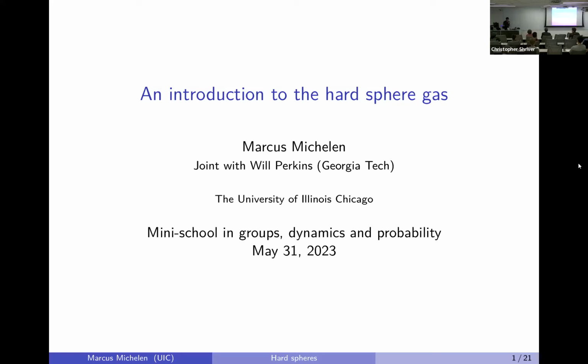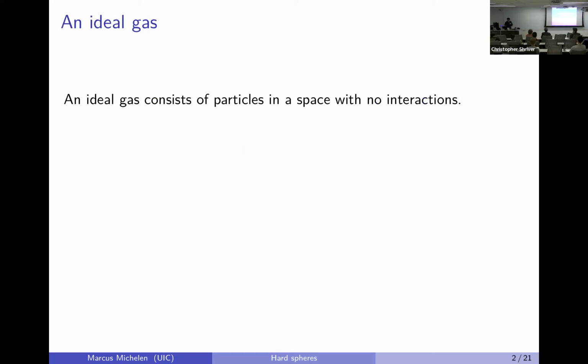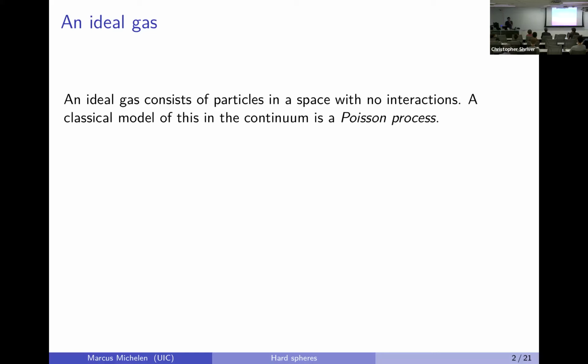Okay. So I want to start not with the main object that I'm going to be talking about. I want to start with a slightly different perspective on something we've seen before, hopefully. So I want to talk about the ideal gas, this is particles in space with no interactions. I want us to just think for a very quick moment, what would be a good mathematical model of this? We're going to do this in the continuum. And the best way to do this is going to be a Poisson process.